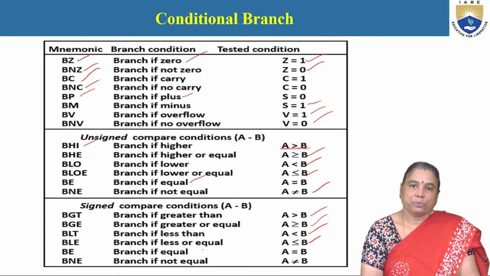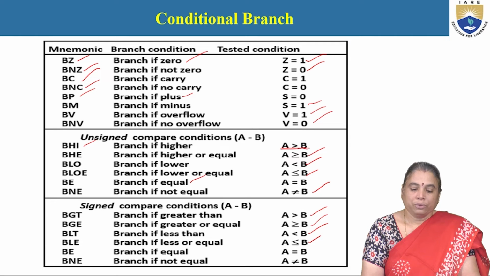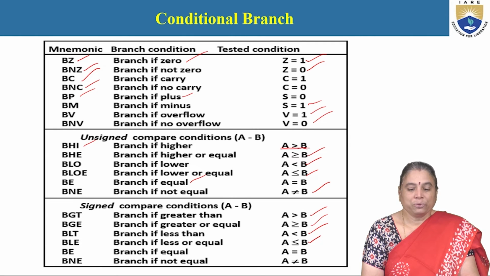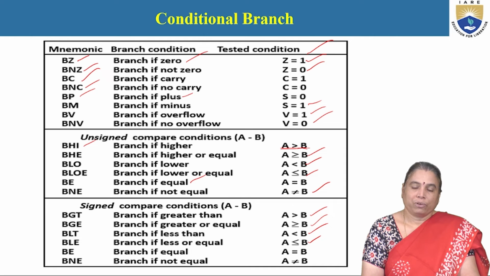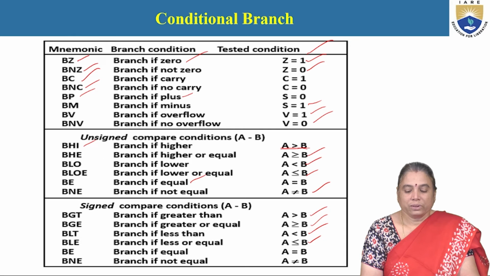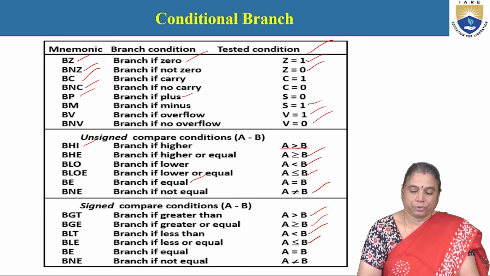BE and BNE can be used to check for equality and not equality conditions respectively. If these conditions are satisfied, then only the branch operation can be performed. So these are the various mnemonics that can be used in case of conditional branching. If the tested condition is satisfied, then only the branching operation can be performed. This testing can be performed by using the status register flags, or by comparing the unsigned and signed values stored in the registers.